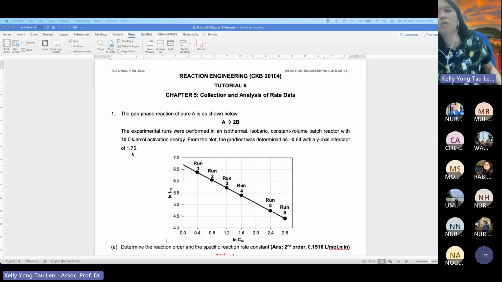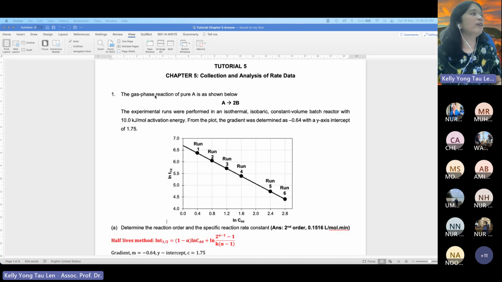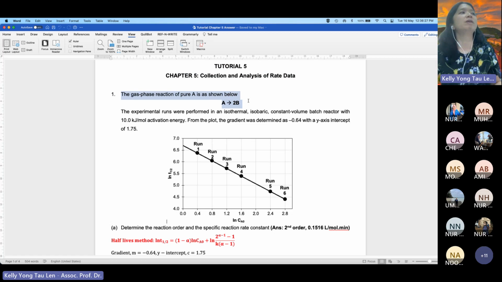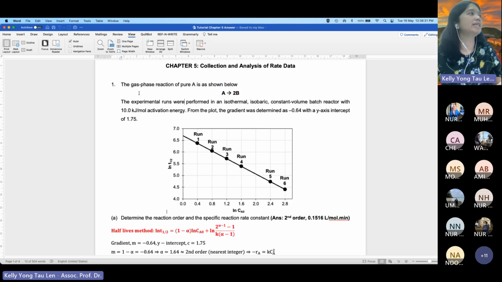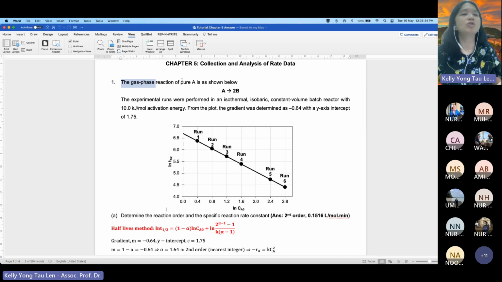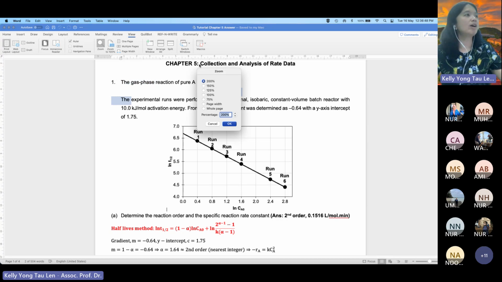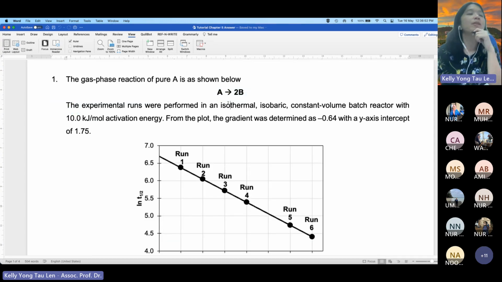So the first question, the questions are already in the VLE under tutorial chapter 5, if you want to refer to it. Right. So the question says, the gas phase reaction of pure A is shown below. So the first important information is that this is a gas phase reaction and this is using pure A. So initially, 100% mole of A is inside the reactor for the reaction. The experimental runs were performed, let me enlarge it a bit, in an isothermal, isobaric, constant volume batch reactor with 10 kilojoule activation energy.